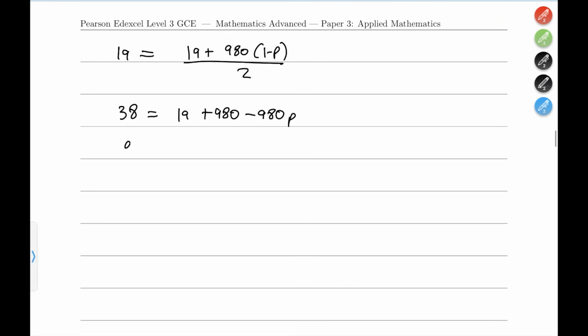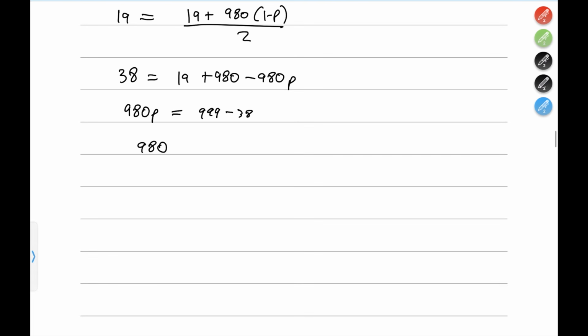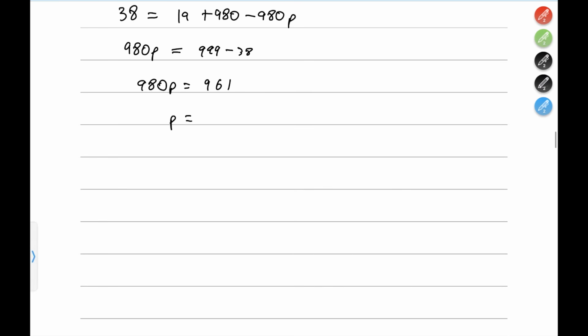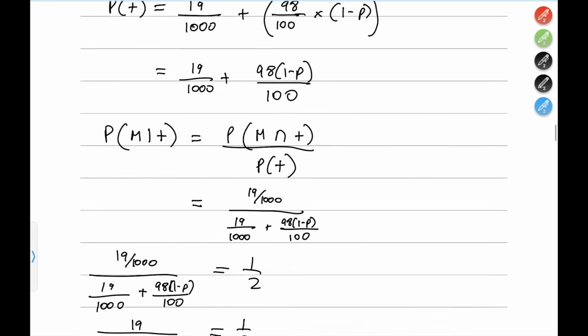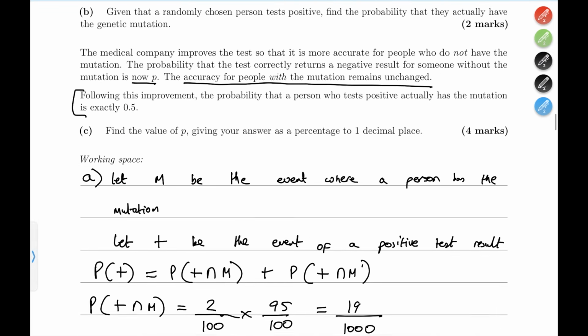So now let's simplify this. So 980p is equal to 999 minus 38. So 980p is equal to 961. So P is equal to 961 over 980, which gives roughly 0.98061. And as it wants it as a percentage, that's equal to 98.1% to 1 dp, because I believe that's the accuracy that they wanted it to.